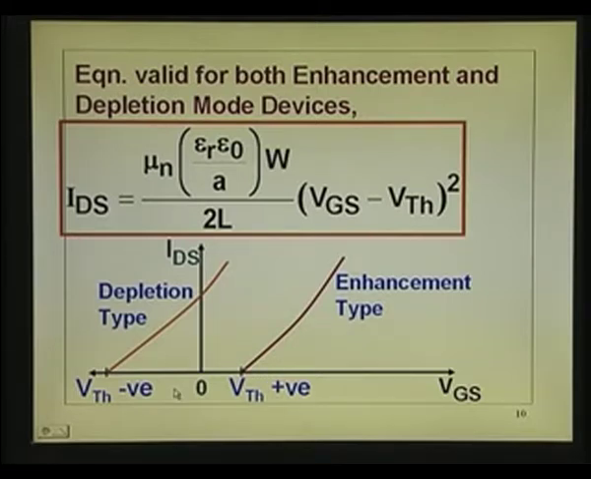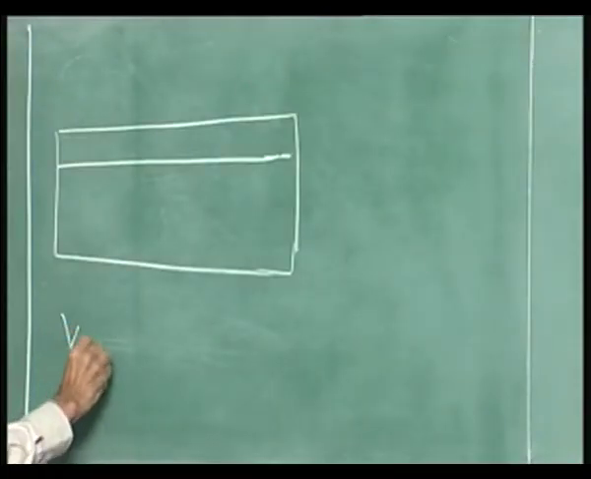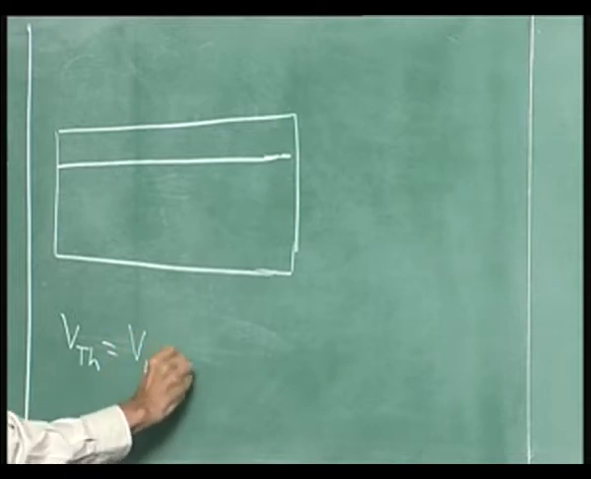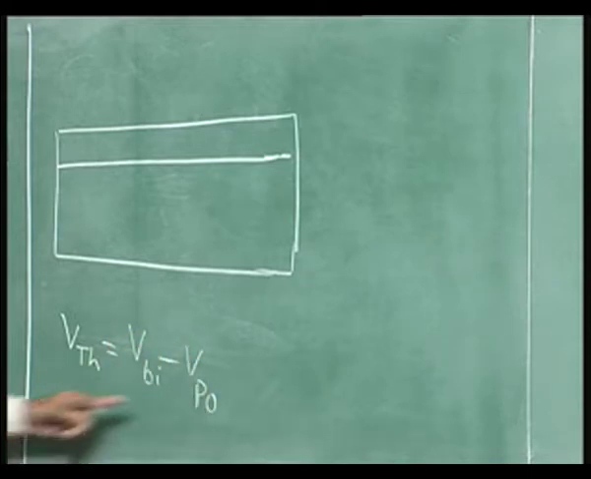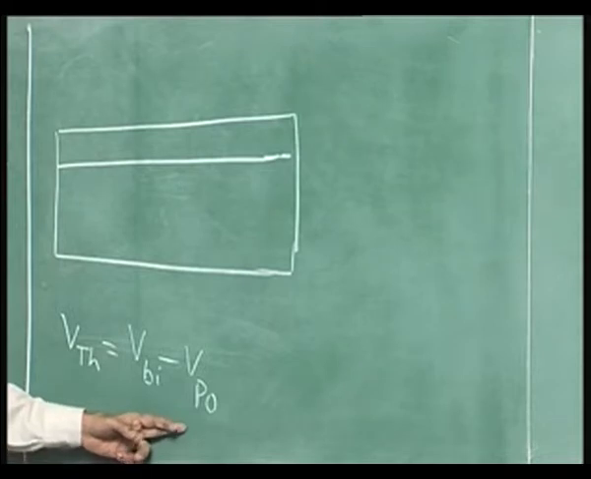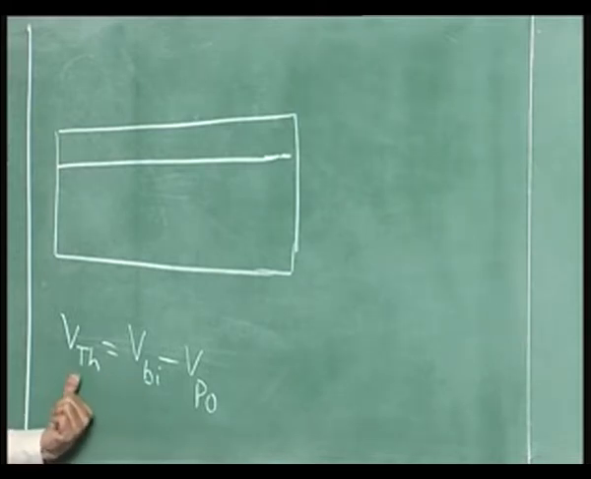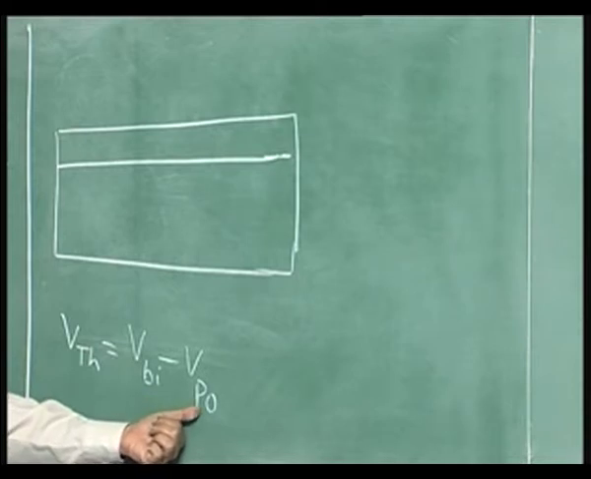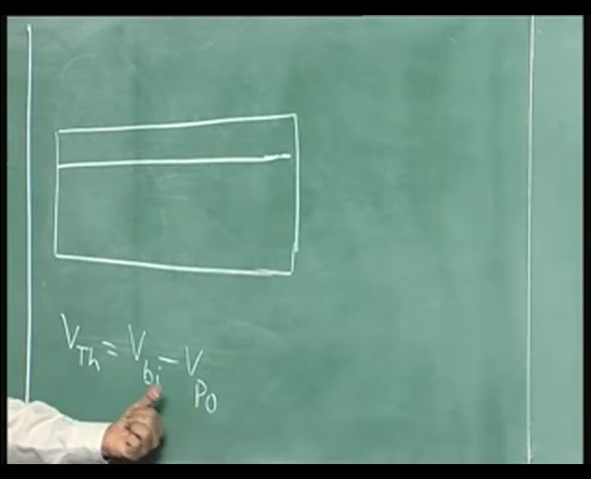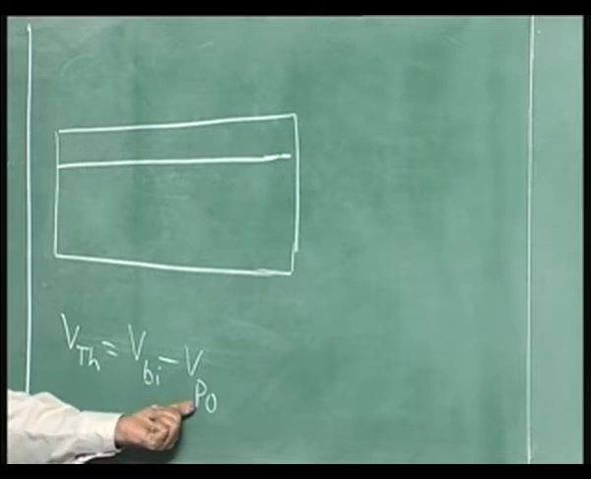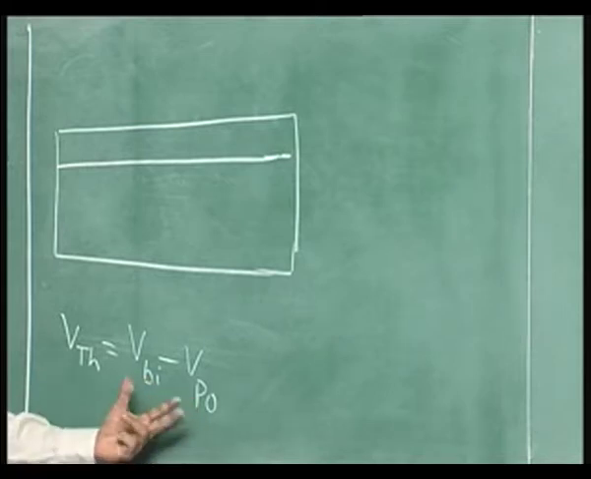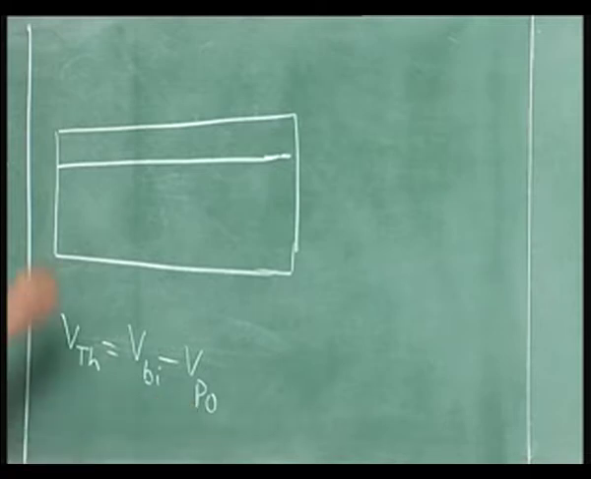So, how do you make that positive? You want to make it positive. You can play with VP0. You must reduce the VP0, so that it becomes less than this. Say for example, if VBI is 0.9 volts, to make it positive, I am sorry, I must have VP0 less than 0.9, say 0.8 volts if I want 0.1 volt. So, how can you do that?